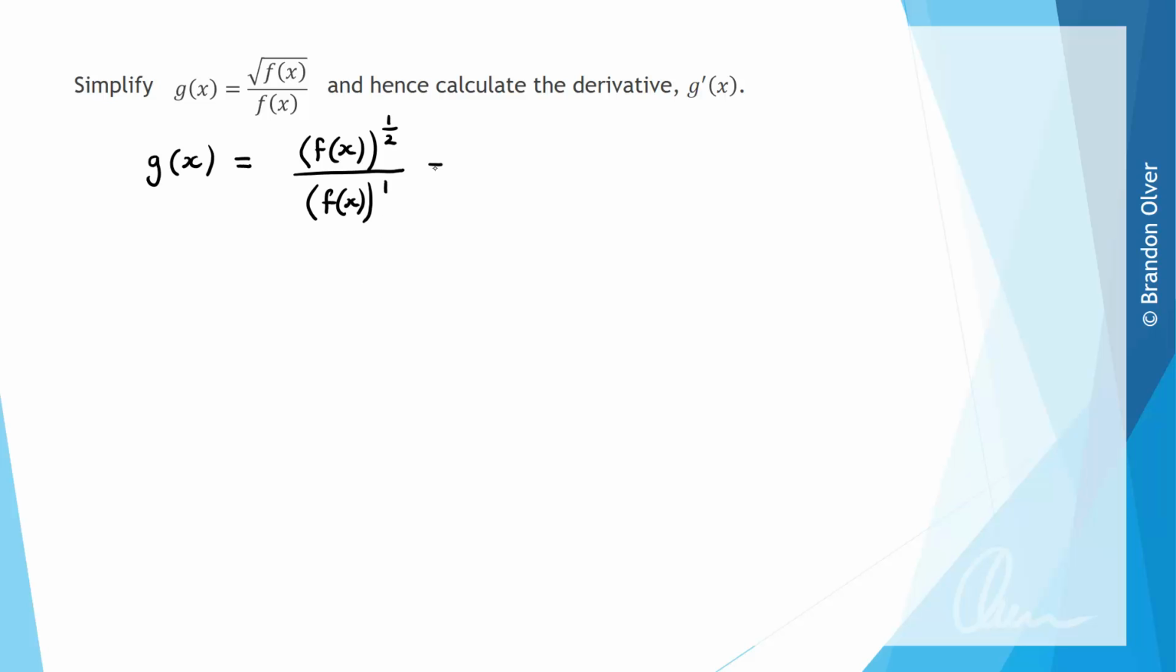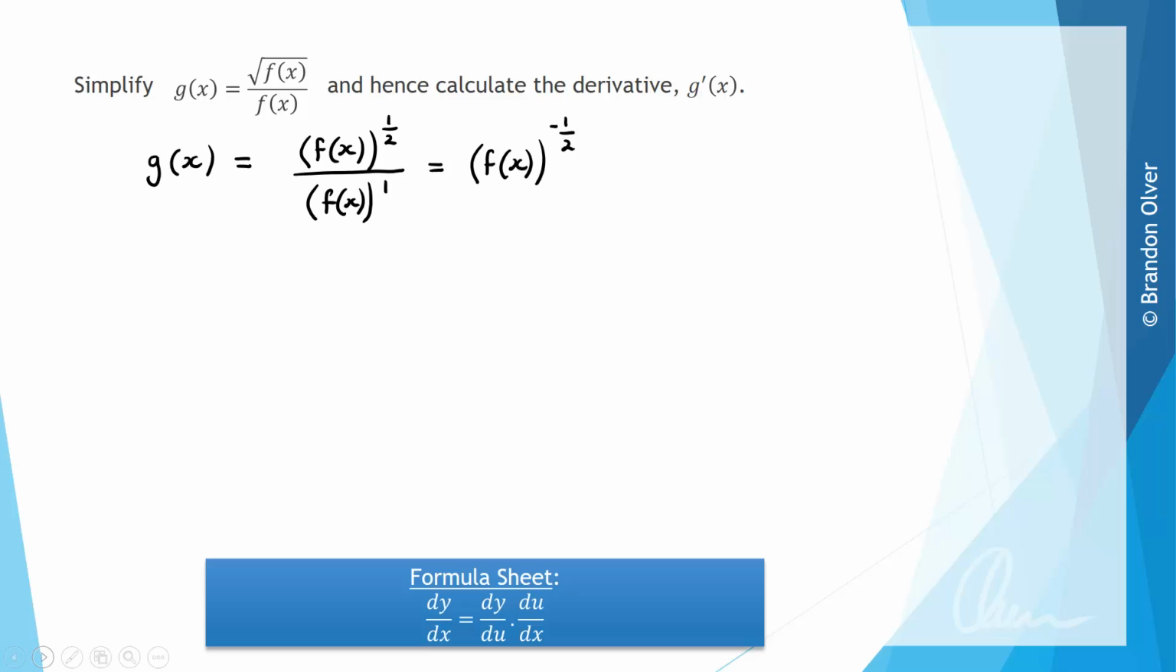And now we know from our index laws that when we have the same base, in this case an entire function, we can simply subtract the powers when we do division. So this will turn into f of x to the power of negative 1/2. And now we have a function inside another function, so we know that we can apply the chain rule to differentiate this. And from the formula sheet, we know that dy dx, the derivative, is equal to dy du times du dx.